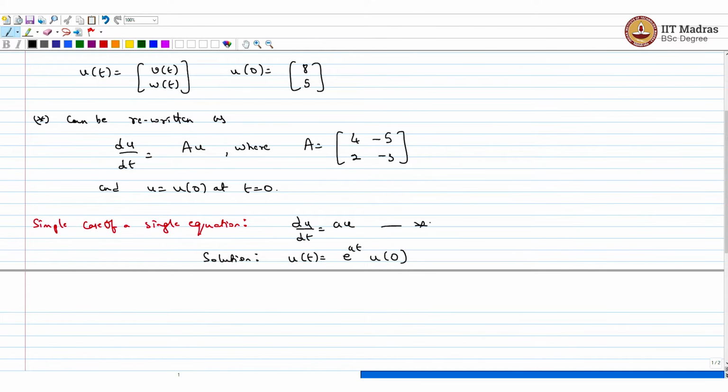So, you can substitute this solution and see that it satisfies. Let me call this double star. It is easy to see that this is a solution of double star.